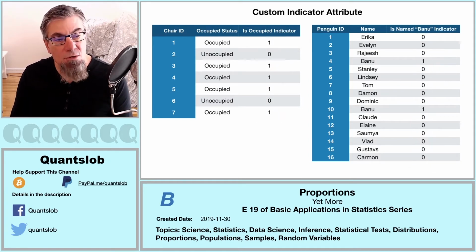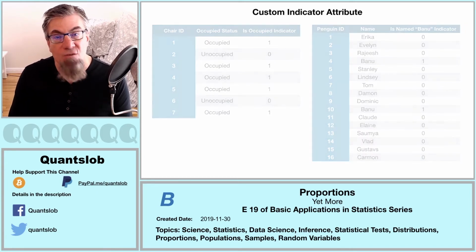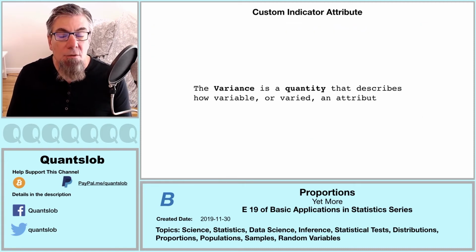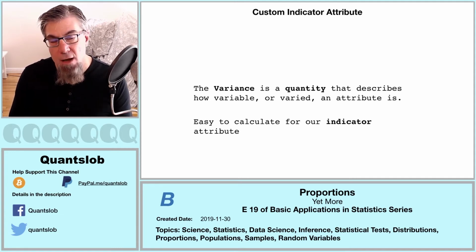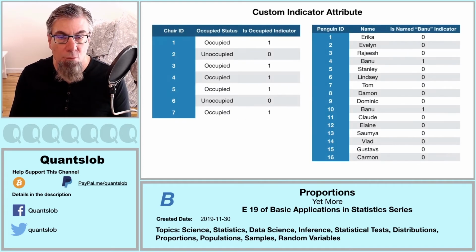Another important consequence, and one we have not introduced here on QuantSlab, is that now that we have our indicator attribute, we can quantify how varied this attribute is. The so-called variance is a very useful way to talk about how varied a quantity is. And we have not yet discussed how to calculate variance. But it turns out that for a proportion, we can calculate the variance of our indicator attribute simply as a function of the proportion value itself. And this, by the way, is quite different and, fortunately, much simpler than with quantitative attributes more broadly.